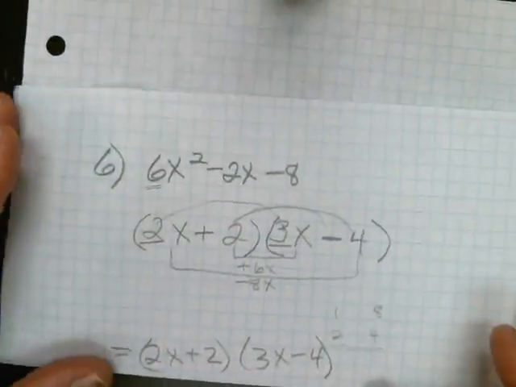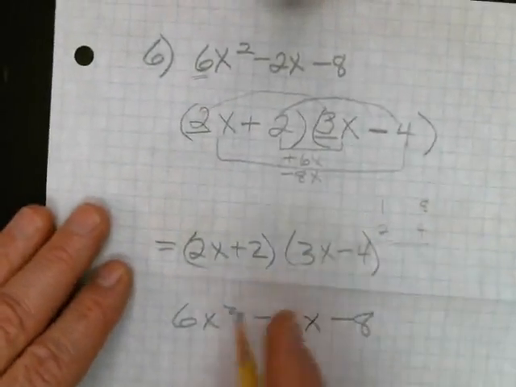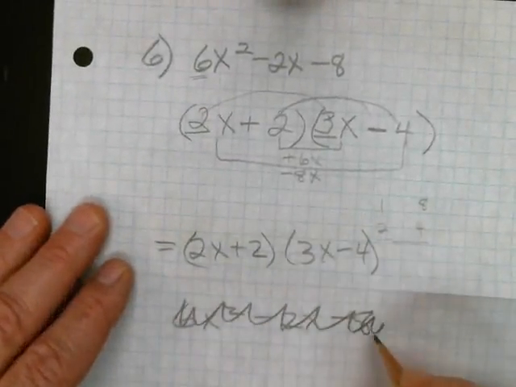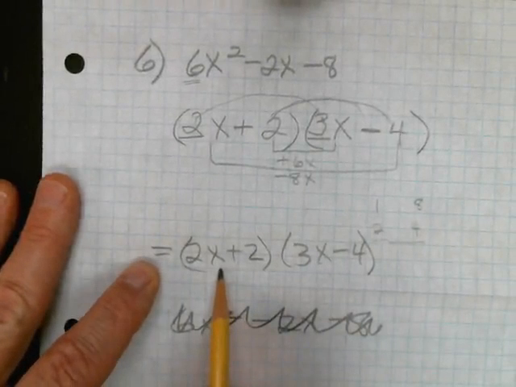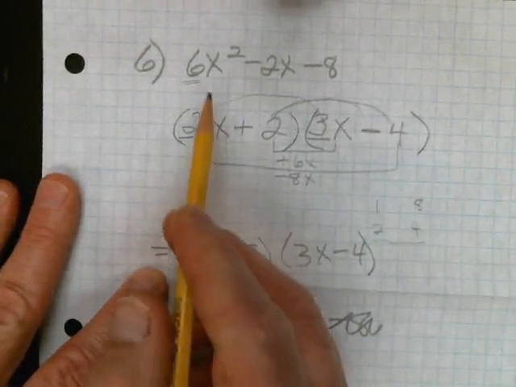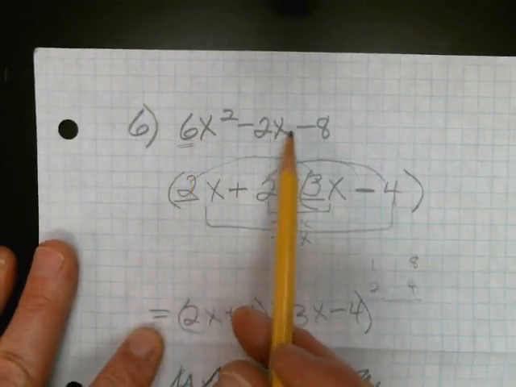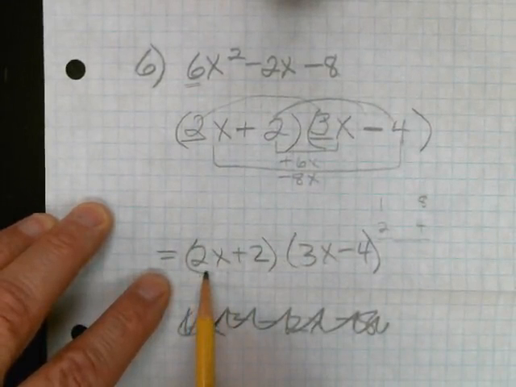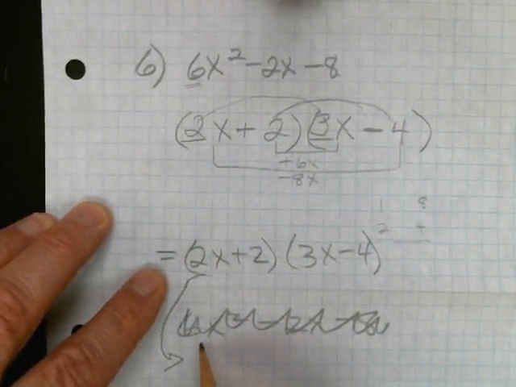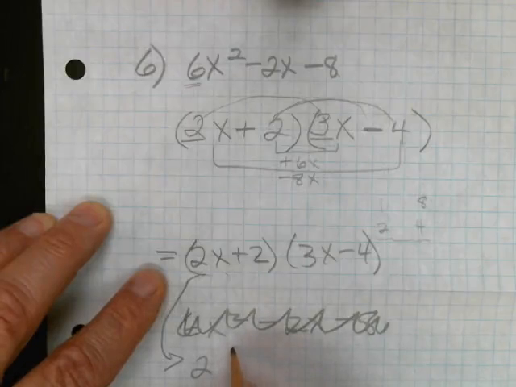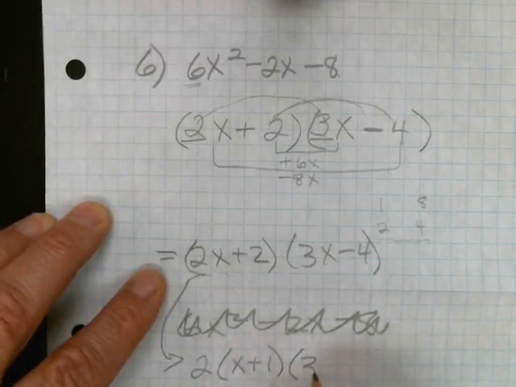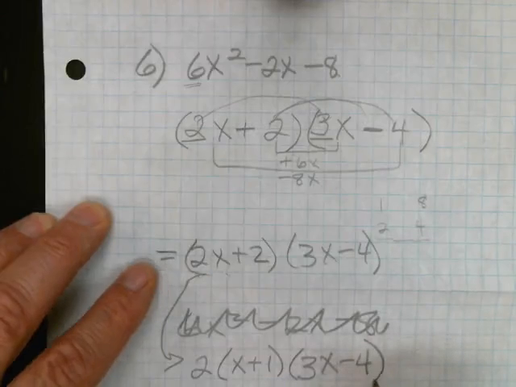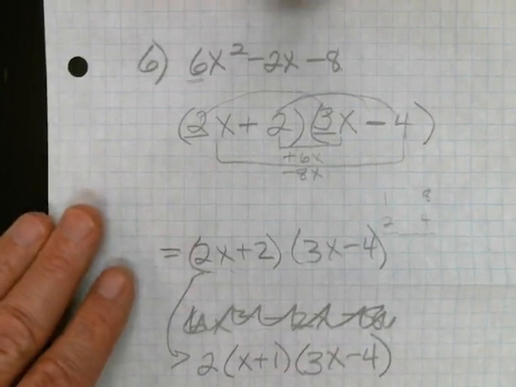Actually, back here, this is a teachable moment, teachers call this. I didn't completely factor this before. I should have factored out the GCF first, and I didn't do that. But even if I don't do that, I can see that I can factor it out here. So actually I have 2 times x plus 1, because I can factor that out, times 3x minus 4. So there's a teachable moment for you.